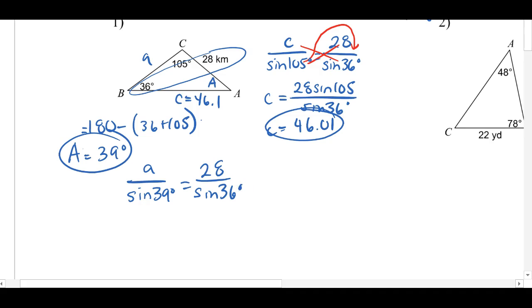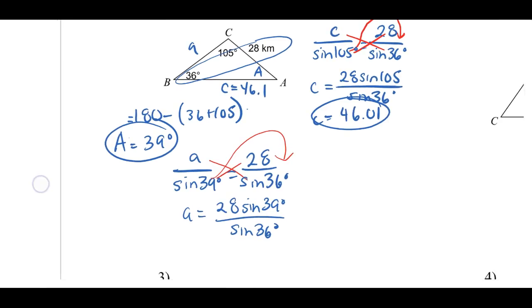And again, do the same thing like we just did before. Cross multiply, and I'll bring up this sine to the top. So now A is equal to 28 times the sine of 39 degrees divided by the sine of 36 degrees. Okay, now let's do that on the calculator.